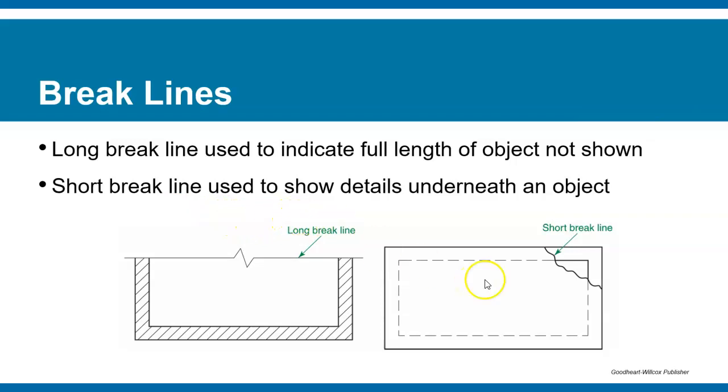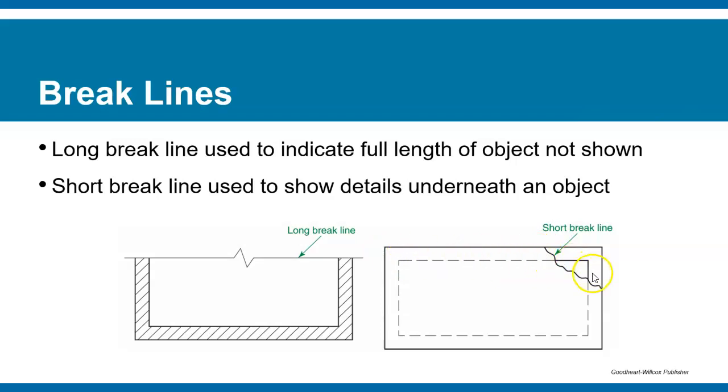Now you'll also see what is referred to as a short break line, and it's used to show details underneath, or layers. You see, we see the full object. We see a hidden line underneath. Underneath what? We're not really sure. But because we're looking at something that could be in layers, we see something above and something below.